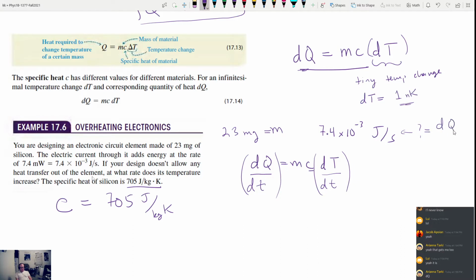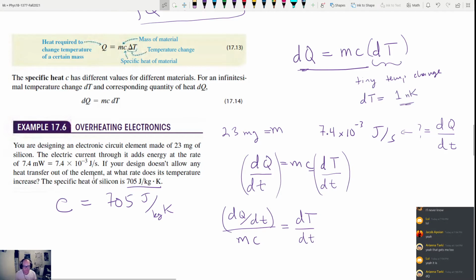It's going to be the rate at which heat is increasing, right? And then dT over dt is going to be the rate at which the temperature increases. And that is what we want to figure out, because it says if your design doesn't allow any heat transfer out of the element, at what rate does its temperature increase? So we want to solve for this. We'll do that by taking our dQ over dt, dividing by mc, and that should be equal to the rate at which the temperature increases.